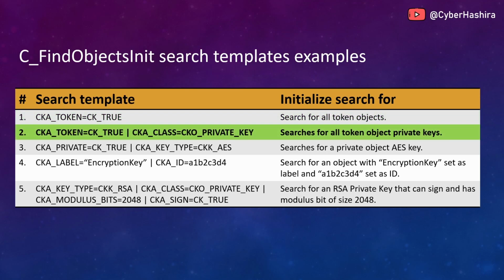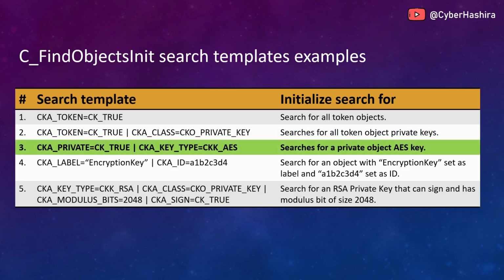In the second example, there are 2 attributes, CKA_TOKEN set as true and CKA_CLASS set to CKO_PRIVATE_KEY. This template would search for all token objects that are private keys. In the third example, there are 2 attributes defined in the search template, CKA_PRIVATE set as true and CKA_KEY_TYPE set to CKK_AES. By the way, if you are unfamiliar with these attributes, then please watch the video I made about PKCS11 attributes. In this example, the C_FindObjects function would look for all private objects that are AES keys.